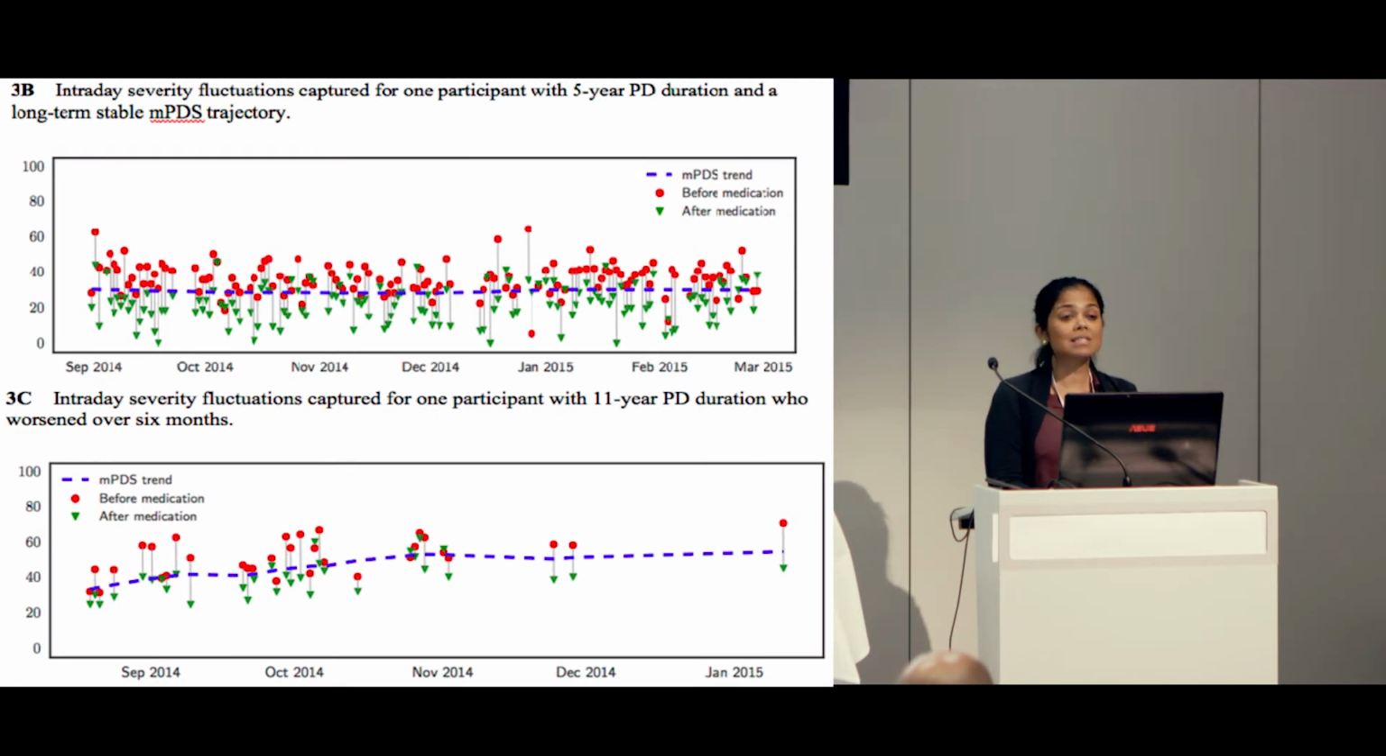Now, continuing with the same strategy, what we're showing you are plots where, again, the score is computed automatically, for 2 different patients, with red showing before medications and green showing after medications. In blue, you can see their stable trend. In the patient below, they're getting worse over time. So you can see the automatically computed MPDS captures this overall increasing trend.